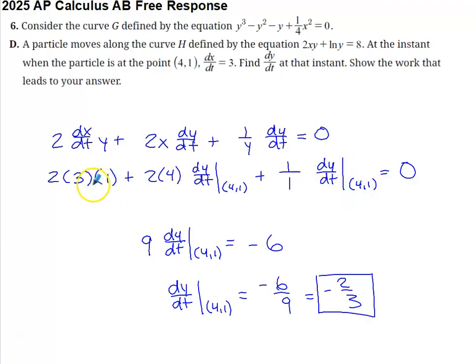Now if I multiply these together, that gives me a 6, and if I move that 6 to the other side of the equation, it becomes a negative 6. I've got 8 dy/dt's at (4, 1) here, plus 1 more dy/dt at (4, 1) there. That's 9 total. Dividing both sides by 9 gives me my value of dy/dt evaluated at (4, 1) to be negative 2/3.